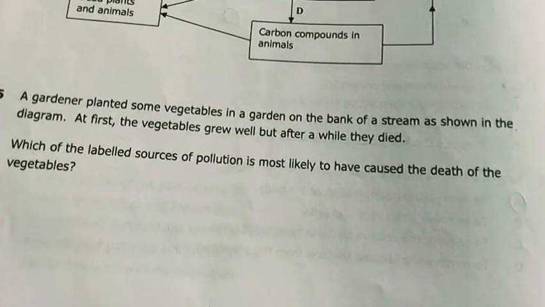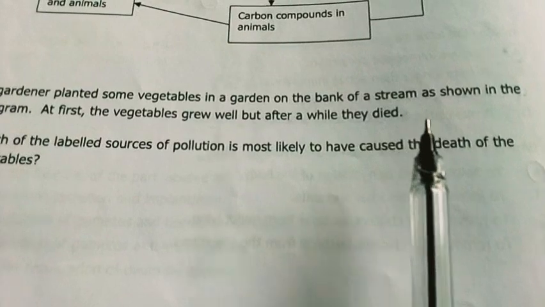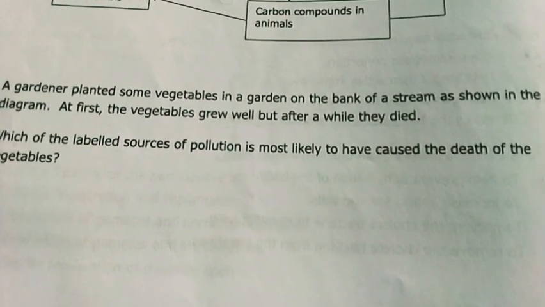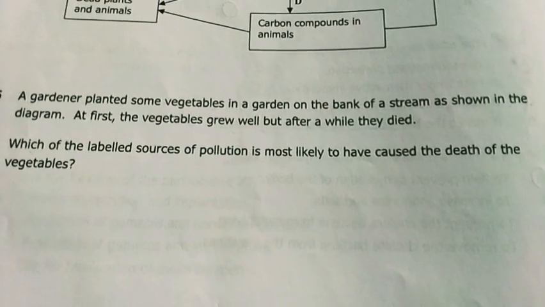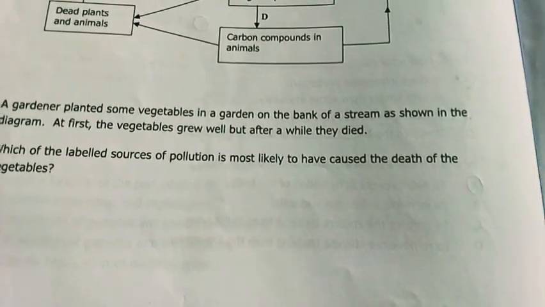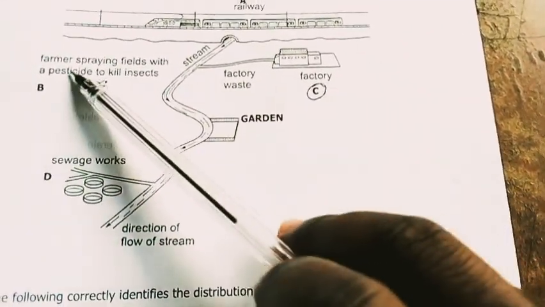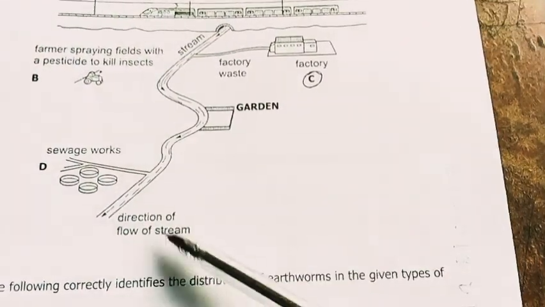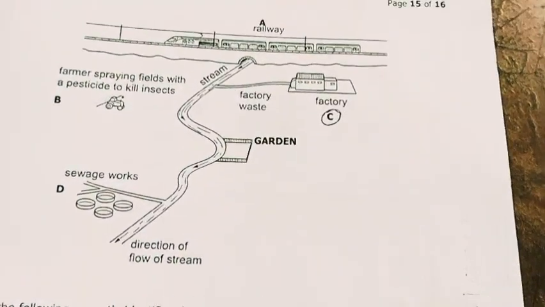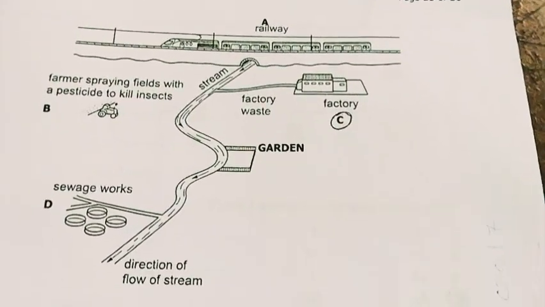Question 35. A gardener planted some vegetables in a garden on the bank of a stream as shown in the diagram. At first, the vegetables grew well, but after a while, they died. Which of the labeled sources of pollution is most likely to have caused the death of the vegetables? So that's the gardener, with the farmer spraying fields, direction of the stream. That's the garden right there. There's a factory. Then they're asking which of the following sources could have caused the death of the poor vegetables.